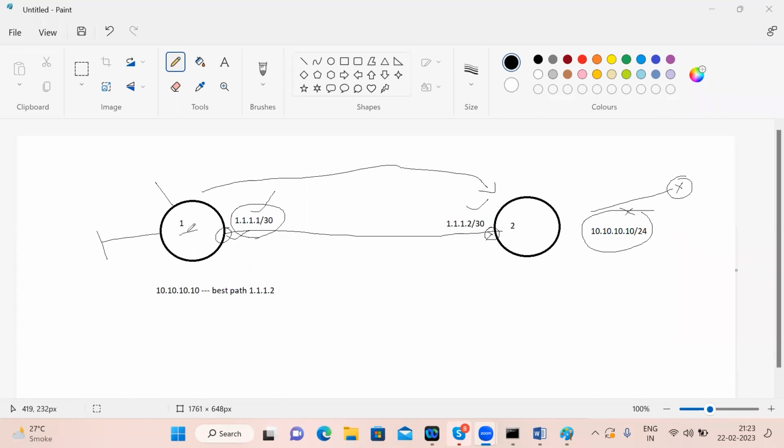So the same on router one, you have to statically or manually put a route for 10.0.0.something, whatever the network is, along with the best path, 1.1.1.2. 1.2 is the directly connected neighbor interface. It is not your own interface. You can define your own interface in some different cases, and in some different way also.